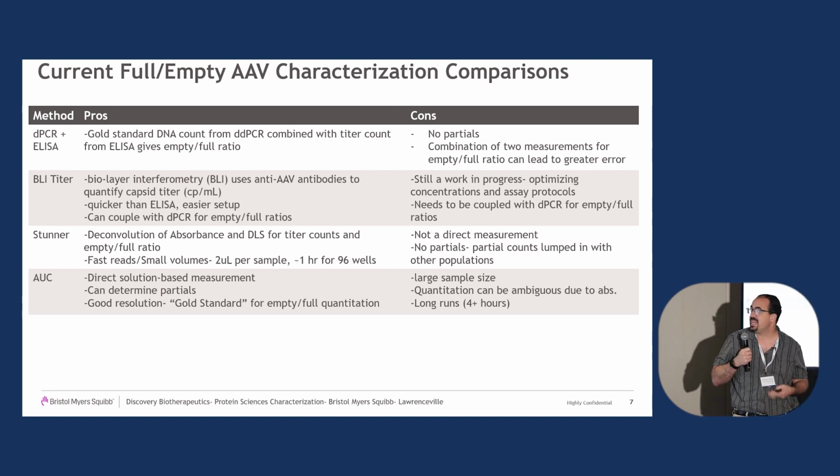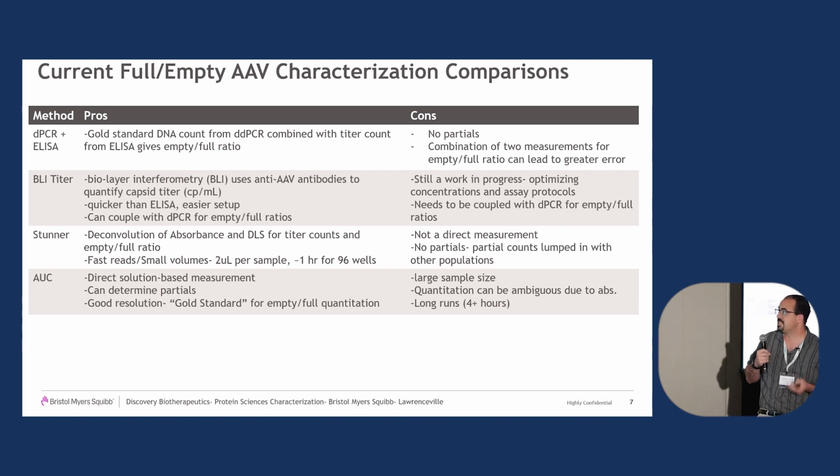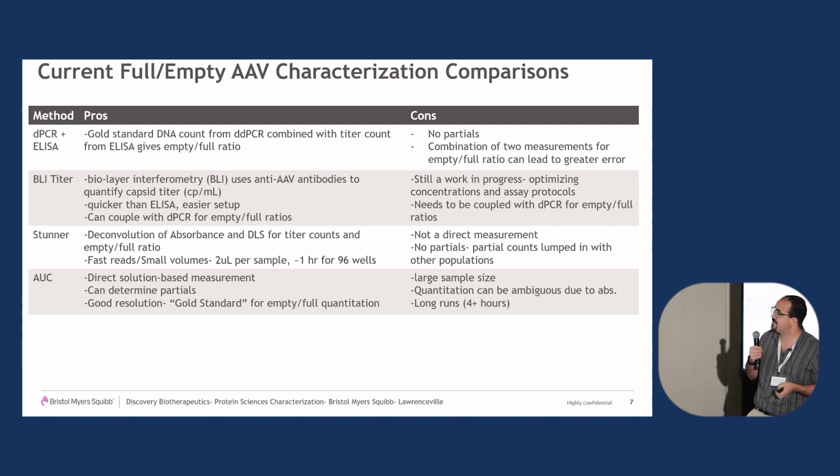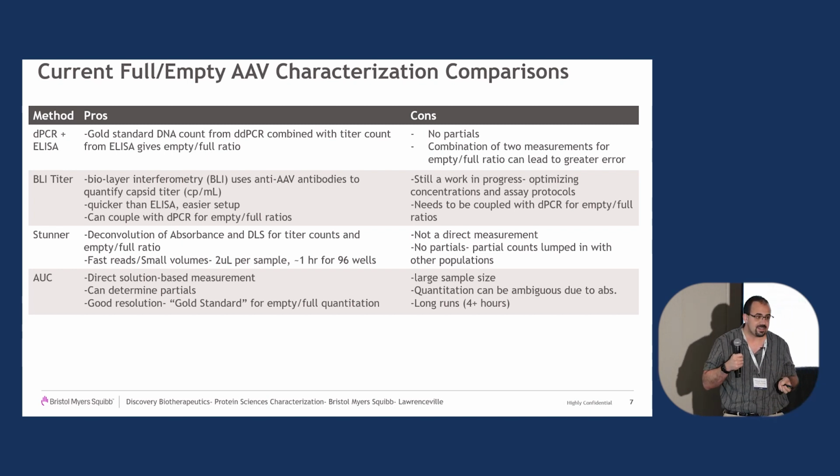The first would be dPCR coupled with ELISAs. The dPCR is really the gold standard DNA count, but if you couple that with a titer count from ELISAs, you get empty-full ratios. The problem with that is you're not going to get partials, and the combination of two measurements for empty-full ratio can lead to greater error, and we're already dealing with a process that could take a pretty long time.